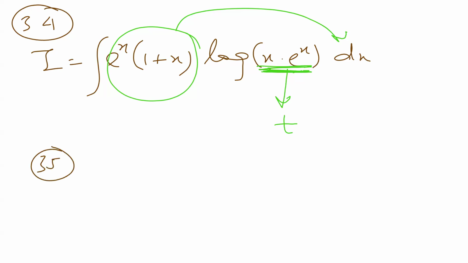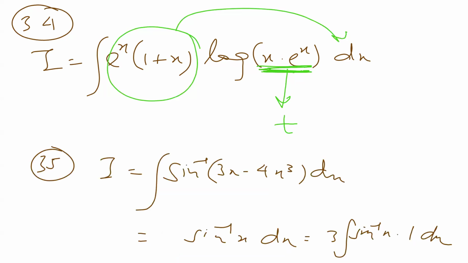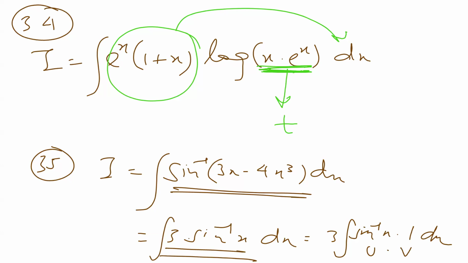35, integration of sine inverse 3x minus 4x cube. Now this is 3 sine inverse x. It's a direct ITF formula. So you take 3 outside, sine inverse x into 1. Okay, so this I leave it for you. This was a direct formula, 3 sine inverse x. Then 3 outside, sine inverse x into 1 because whenever there is ITF, v is 1.